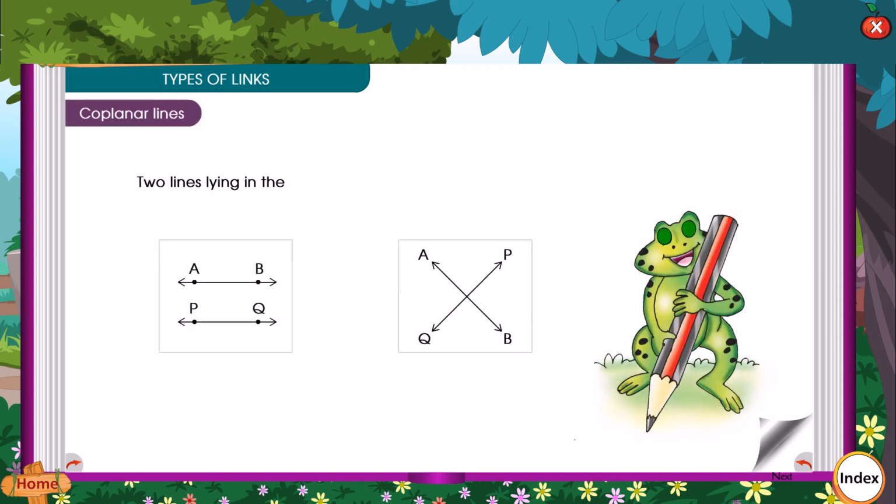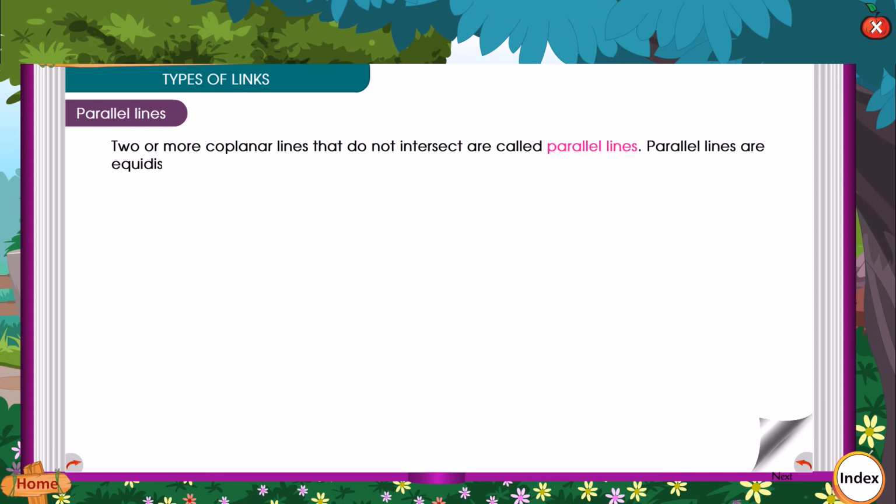Lines. Two lines lying in the same plane are called coplanar lines. AB and PQ are coplanar lines. Parallel lines. Two or more coplanar lines that do not intersect are called parallel lines. Parallel lines are equidistant from each other. The symbol for parallel lines is ∥.